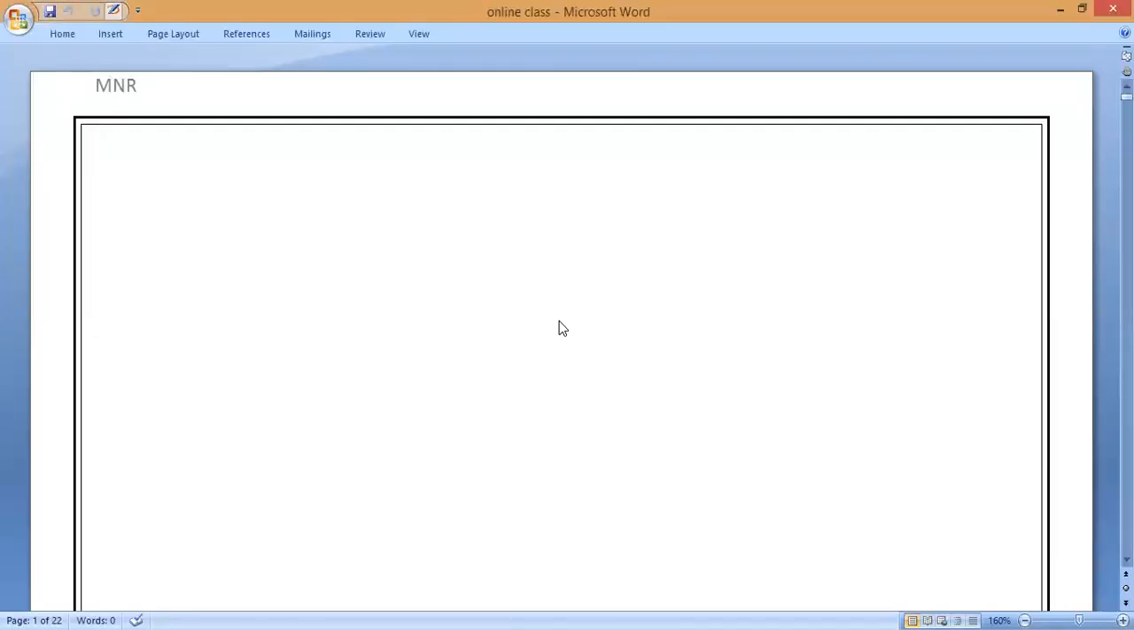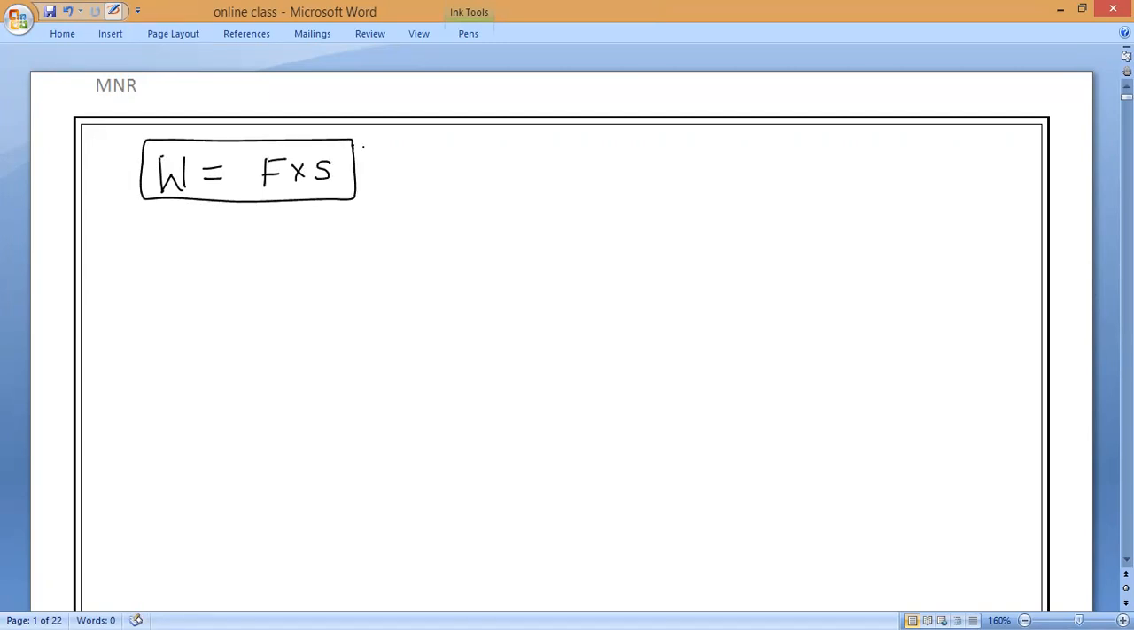So, in the last class, we all studied what work done is and what the units of work done are. If you notice, what is the formula for work done, everybody? Work done is equal to force into displacement. That is what we have been studying.